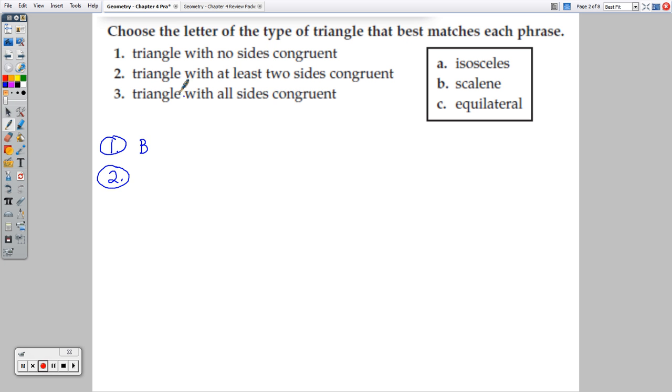Number 2, triangle with at least 2 sides congruent. That's the definition of an isosceles triangle. That's choice A. And number 3, a triangle with all sides congruent. That's the definition of an equilateral triangle. So B, A, and C for 1, 2, and 3.